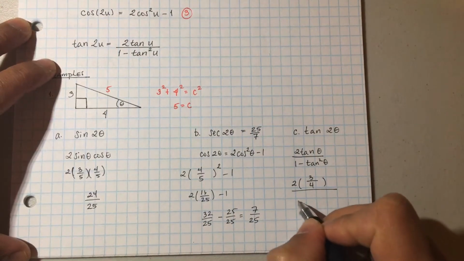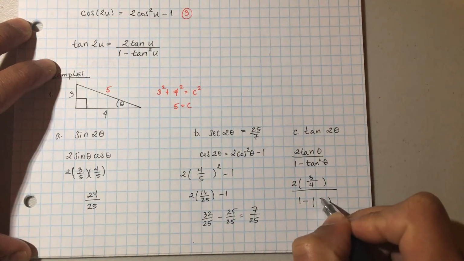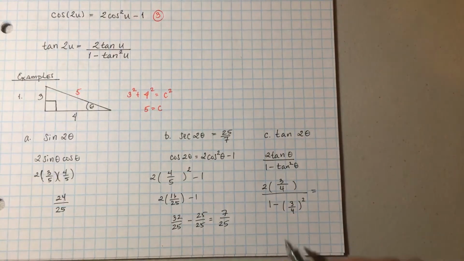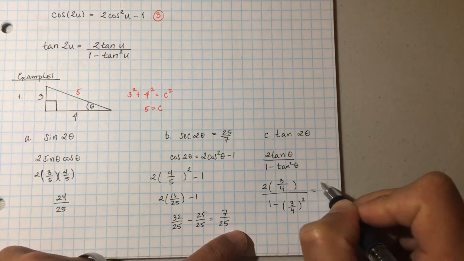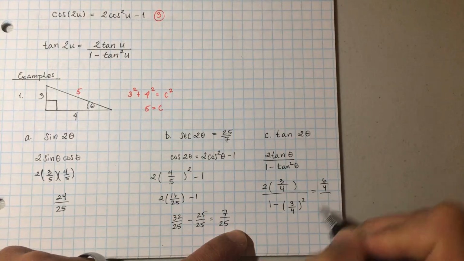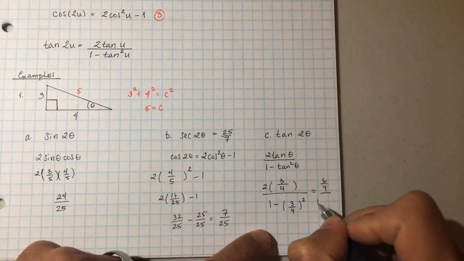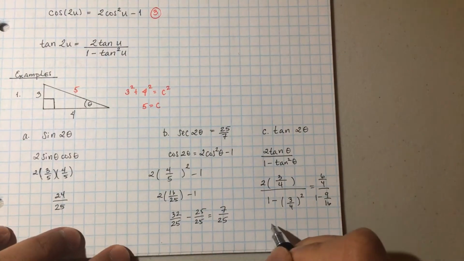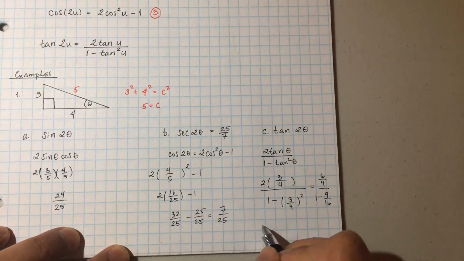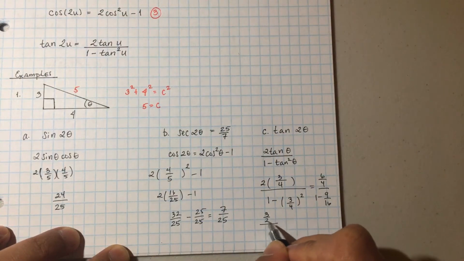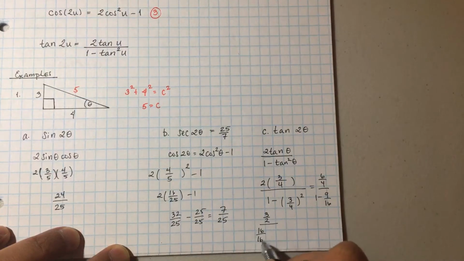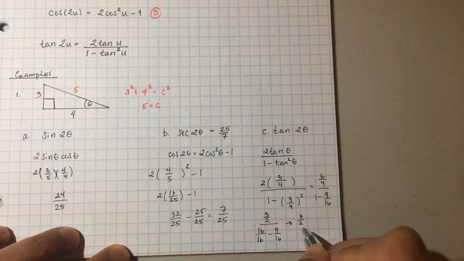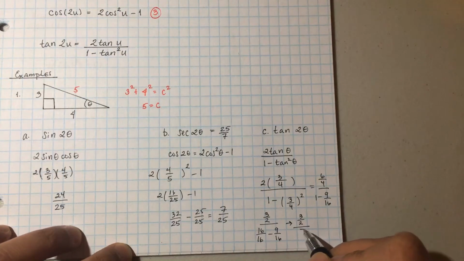Okay. And on the bottom you get 1 minus, same thing, 3 over 4. But we're going to have to square that. And remember, this becomes 6 over 4. And then on the bottom, you're going to get 1 minus 9 over 16. All right. And we're just going to have to do the math. So let's go ahead. 6 over 4 reduces into 3 halves. 1 becomes 16 sixteenths minus 9 sixteenths. And that becomes 3 halves on the top, on the bottom, we get 7 sixteenths.